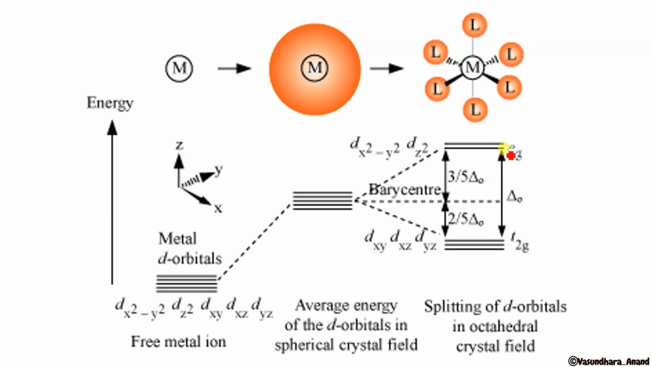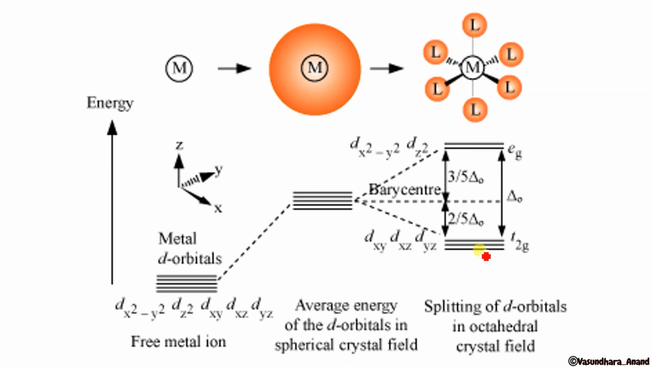In the octahedral field, you have to learn that the 2 orbitals in which the lobes are on the axis will be on the upside, and 3 will be on the downside. So this is the free metal ion, like it is explained here. It has dx square minus y square, dz square, dxy, dxz, dyz. All the 5 orbitals are over here. This is the average energy of the d orbital in the spherical crystal field. This is increased and reaches here, and then here it is the splitting of d orbitals in the octahedral crystal field. It has split.